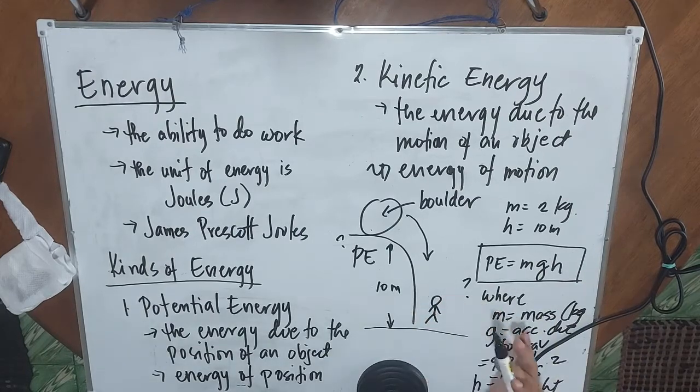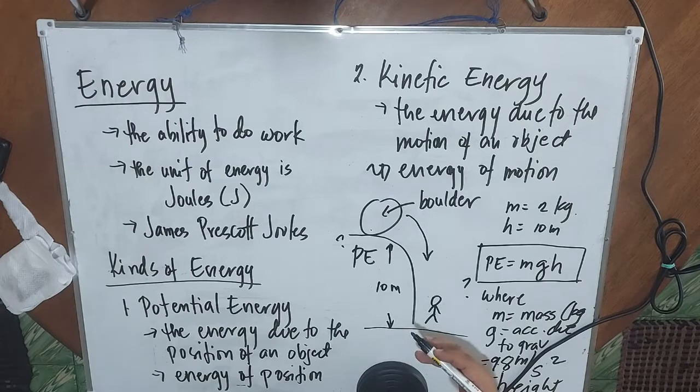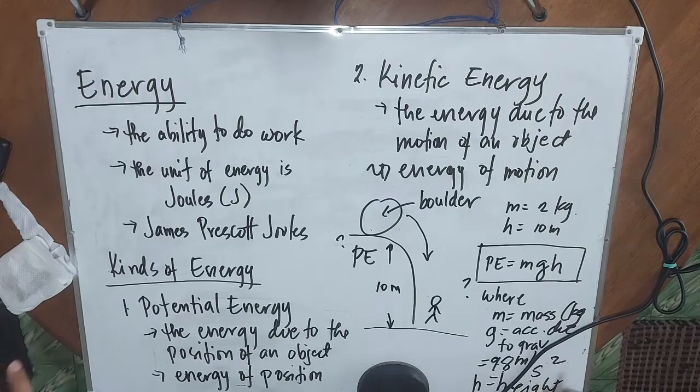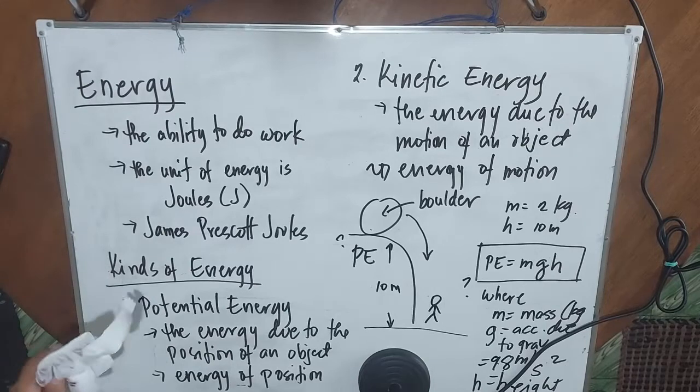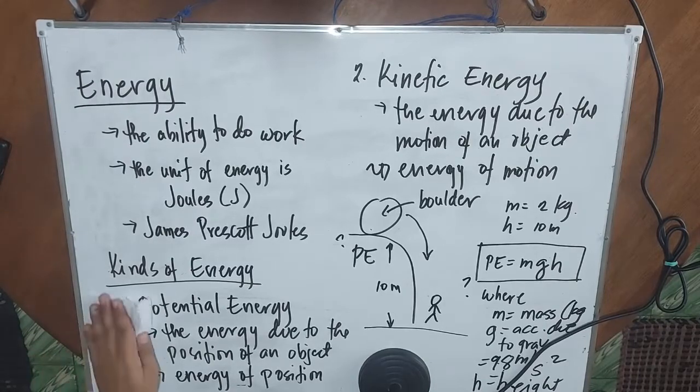So dapat kapag nagsusolve tayo, there is consistency in the units. Kung meter yung ginamit mo sa isa, meter din sa iba. Hindi po pwede na meter and then inches, hours, and then yung iba seconds. There must be consistency of units. Napag-aralan natin yan sa ating previous discussion on dimensional analysis. Okay, so yung mga units natin or dimensions natin, dapat consistent sila sa isa't isa.